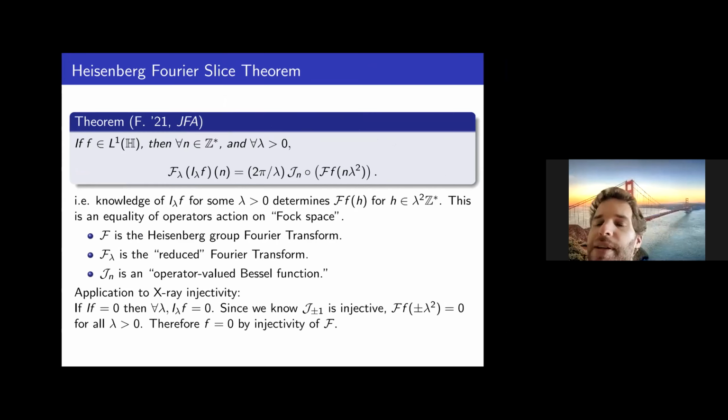So the main tool at our disposal to prove injectivity is something I'm calling the Heisenberg-Fourier slice theorem.